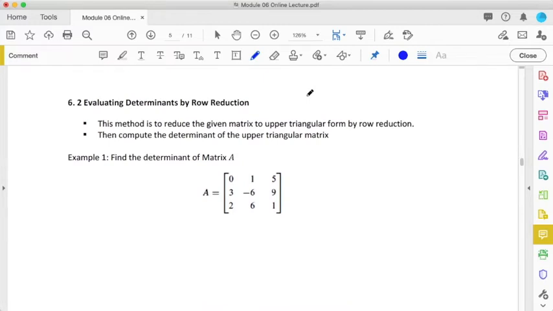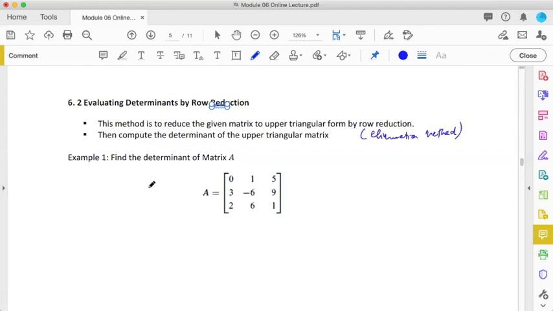So next we move to the next subsection, where we are going to find determinants using row reduction. This method reduces the given matrix to upper triangular matrix form by row reduction. So this is the elimination method.